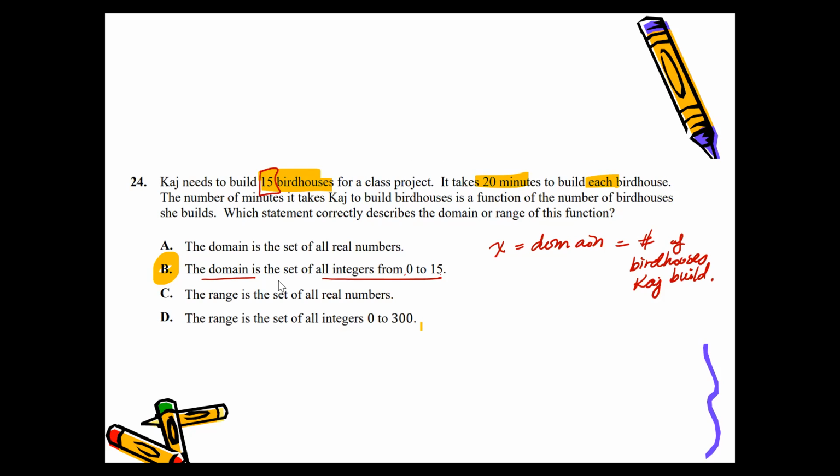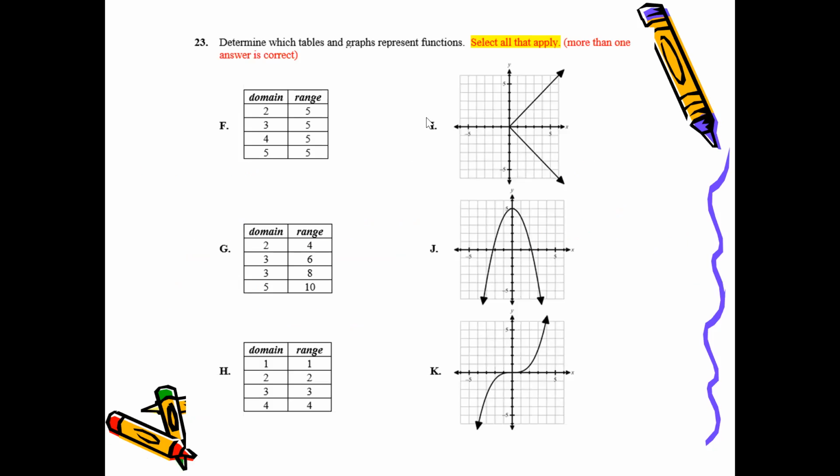Okay, so 23, if you guys notice, is a multiple select question because it has the words select all that apply. And I think I told you guys if that was the case, you can't just select one right answer, you gotta select at least two, right? And that's how you do this. Okay, so it says, determine which table and graph represents functions. So keyword here is functions, okay?